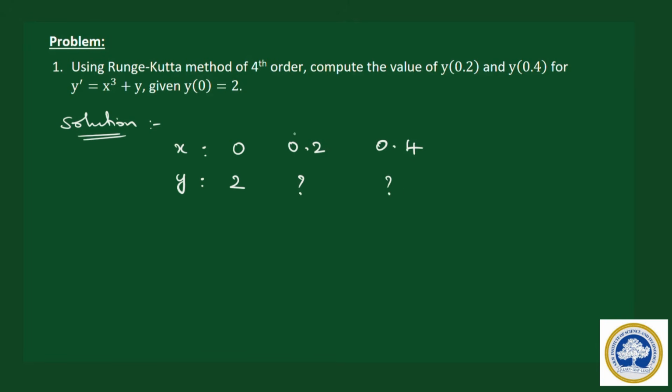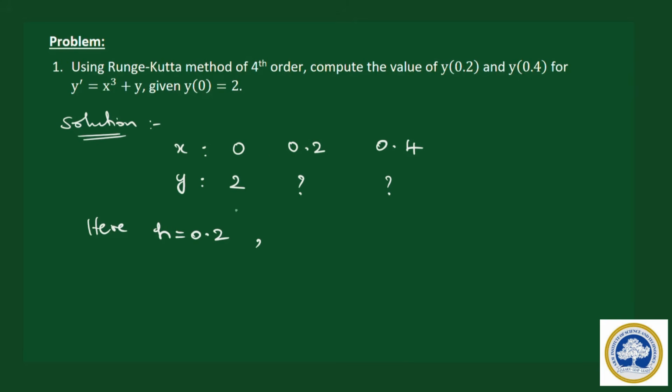If you notice how the value of x varies, the interval length is 0.2. Each value of x differs by 0.2 equally, so we can fix h is equal to 0.2. Is it clear? If you want, we can fix h is equal to 0.1 also. The thing is, if you fix h as 0.1, starting from 0, first you will get 0.1, and only after getting 0.1 can we calculate 0.2. Similarly, from 0.2 we will get 0.3, and only then can we get 0.4. So you have to do one more step extra here.